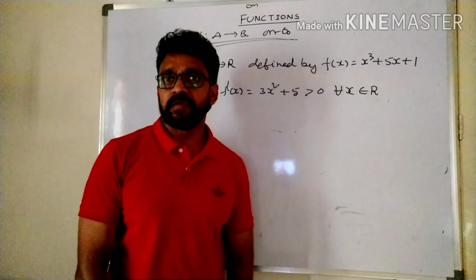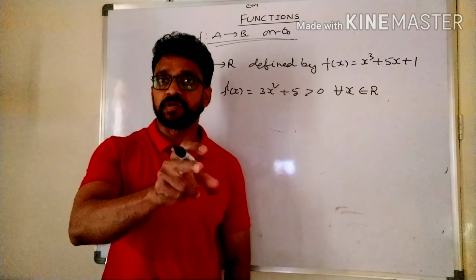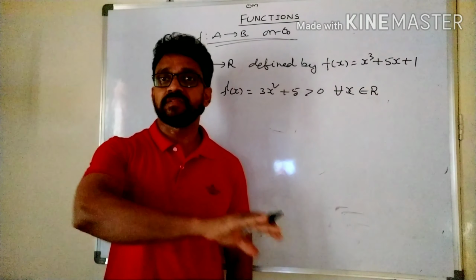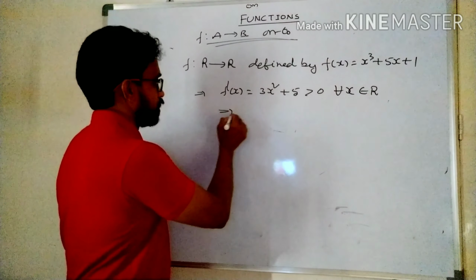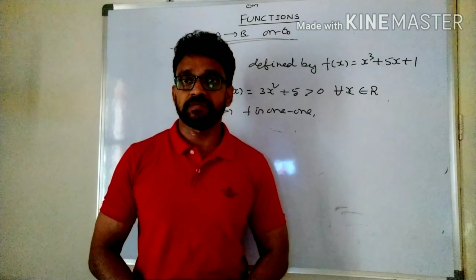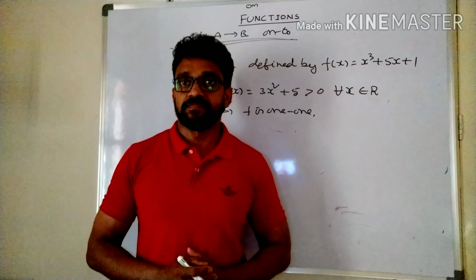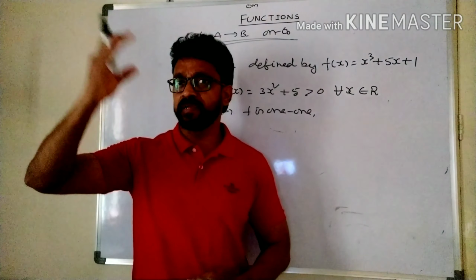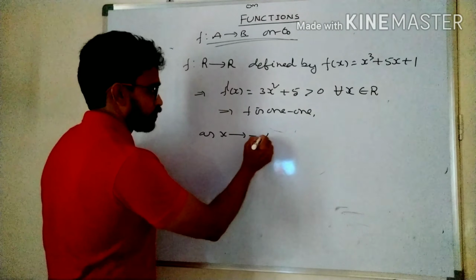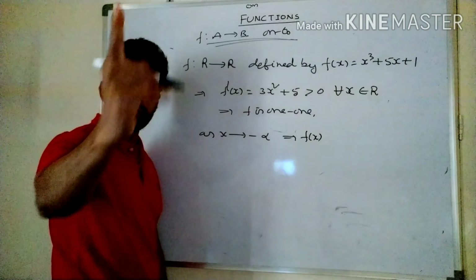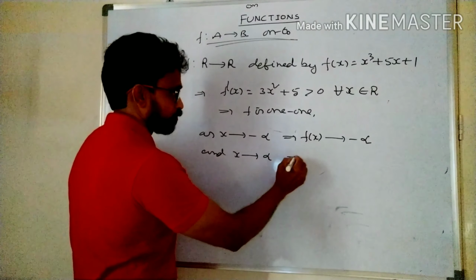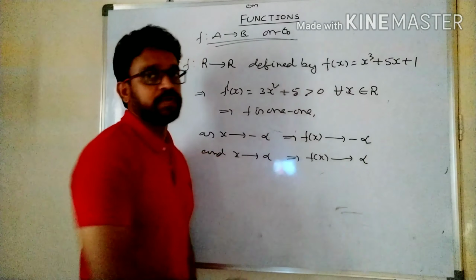In the last video, I told that if the derivative of the given function is strictly greater than 0 or less than 0, that means increasing or decreasing, then f is said to be one-one. Also in this case, very clear, f is one-one. Of course, f of x is a polynomial function, and every polynomial function is continuous. The present function is strictly increasing throughout its domain. That's why, as x tends to minus infinity, the corresponding functional value tends to minus infinity, and as x tends to plus infinity, the corresponding functional value tends to plus infinity.